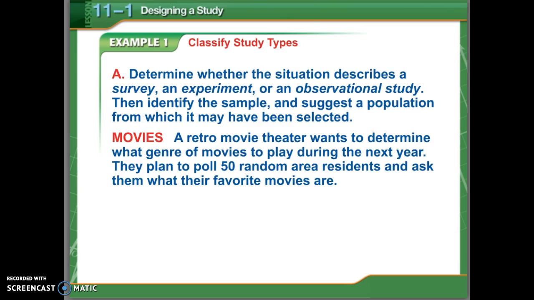All right, our first example, we're going to be looking at how to classify study types. Part A says we need to determine whether the situation describes a survey, an experiment, or an observational study. Then we're going to identify the sample and suggest a population from which it may have been selected. So the scenario is a retro movie theater wants to determine what genre of movies to play during the next year. They plan to poll 50 random area residents and ask them what their favorite movies are.